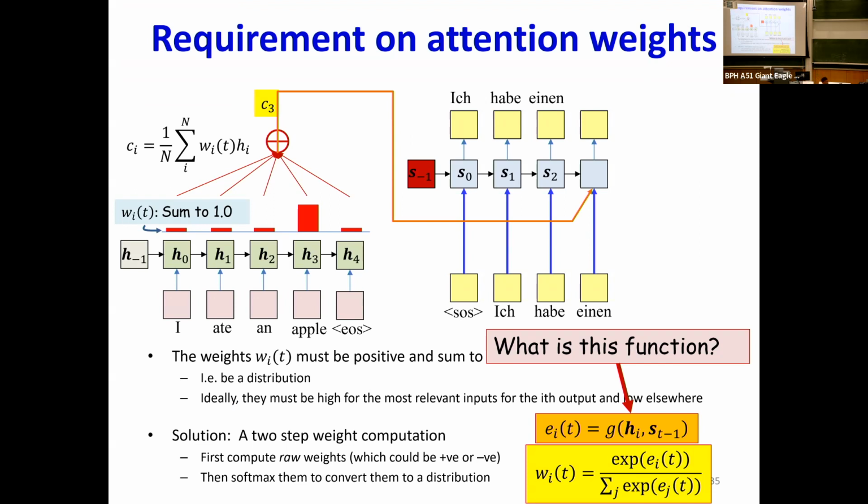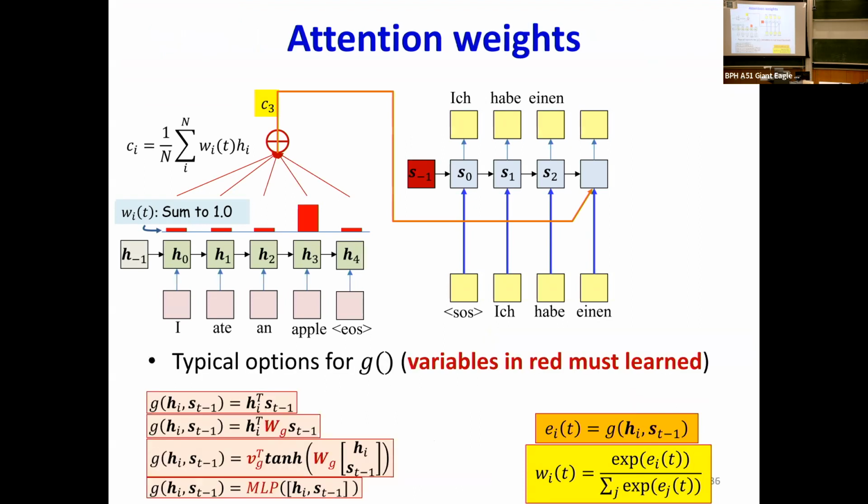There's one small component left to understand. What is this function G that takes in the encoder hidden state and the decoder state and computes the raw weight, which is going to be put through the softmax? There are a variety of options over here. If the hidden states on the encoder side, H, are the same length as the hidden states on the decoder side, then you could just take an inner product between the two. That's going to give you a scalar for every input time, right? And you could put those scalars through a softmax.